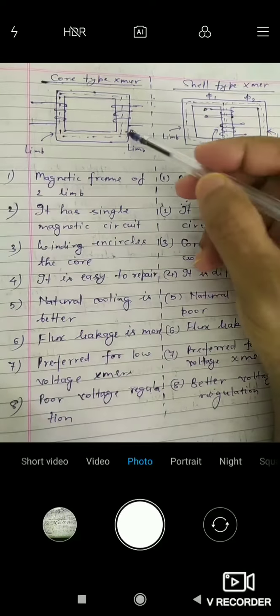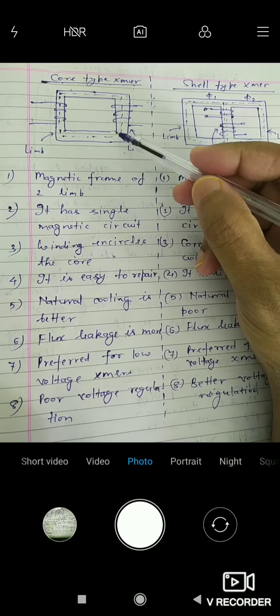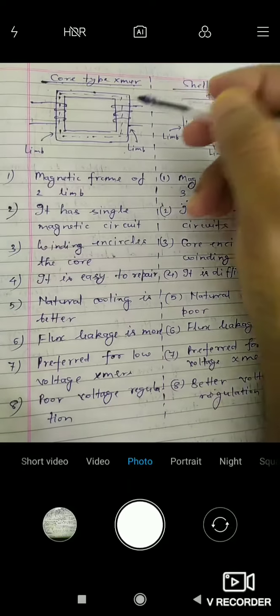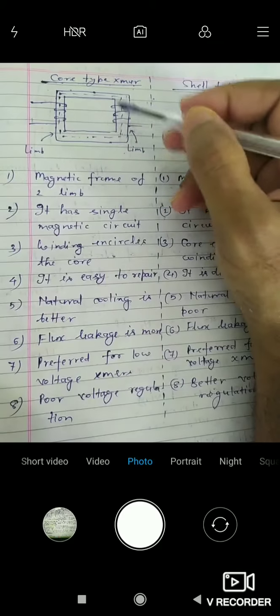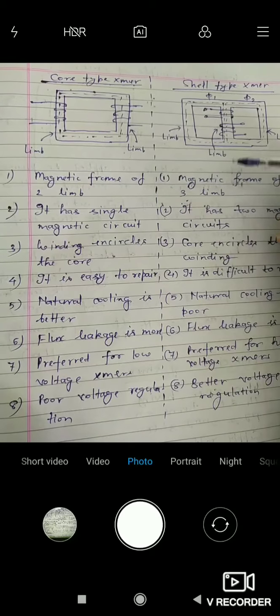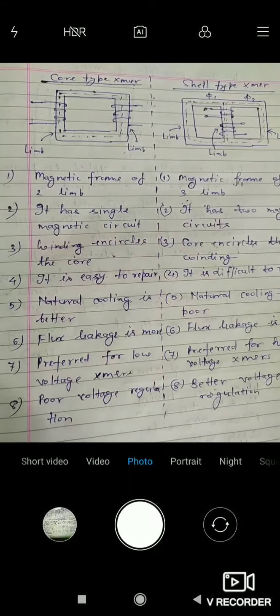As leakage flux is more, this type of transformer will be preferred for low voltage application, whereas this type of transformer will be designed for high voltage application. As leakage is more, here regulation, which we will see later on, is poor, whereas in this case regulation will be better. So this is all about the comparison between these two.